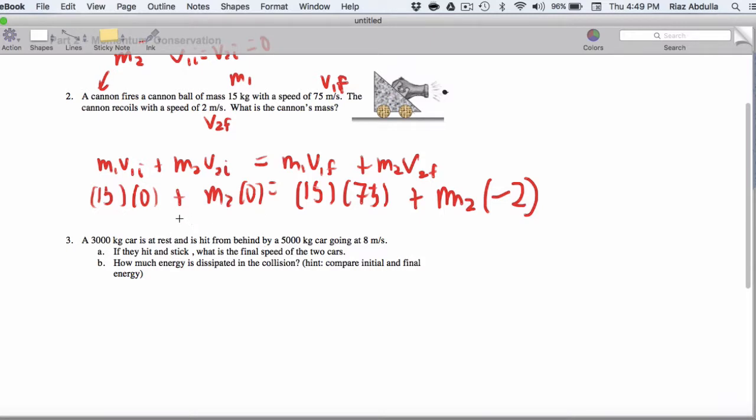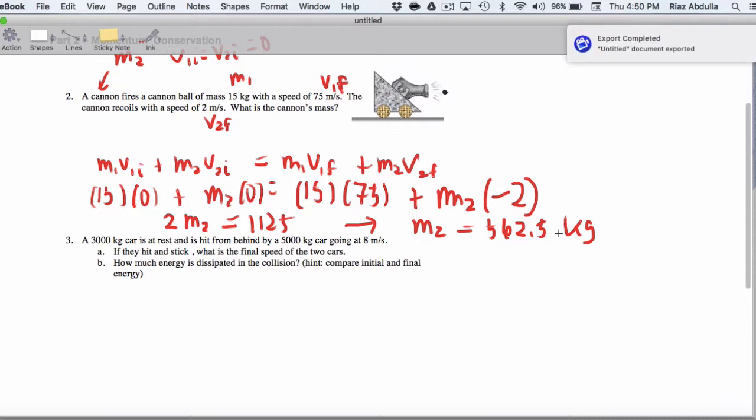So what this leads us to is that 2 M2, when we rearrange, is going to end up being 15 times 75, which is 1,125. So when we actually solve for the mass of the cannon, we're going to divide by 2 to simplify, and we end up getting 562.5 kilograms.